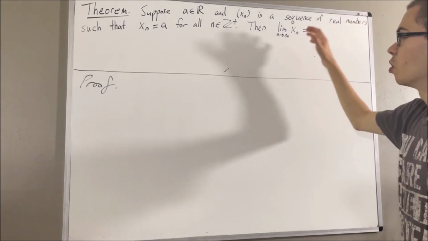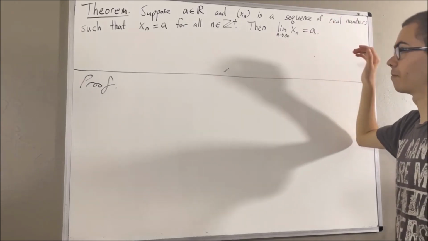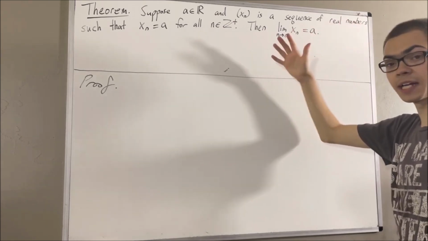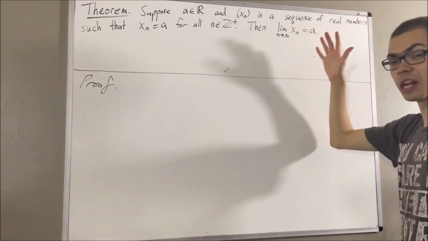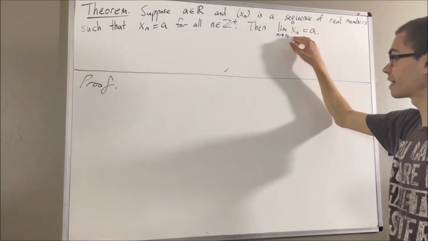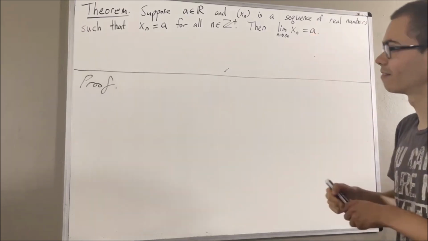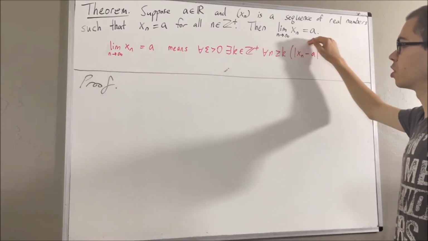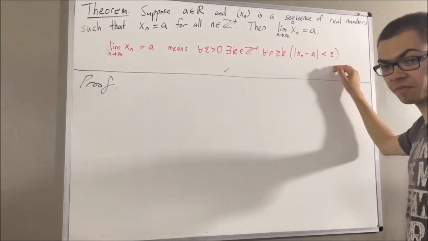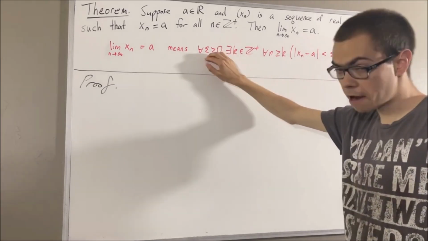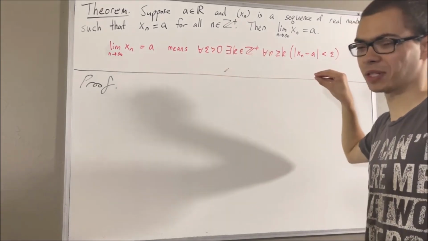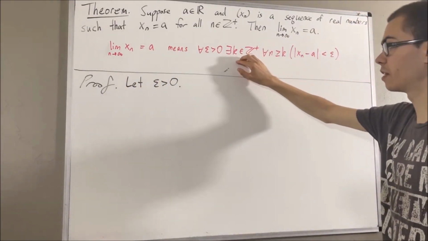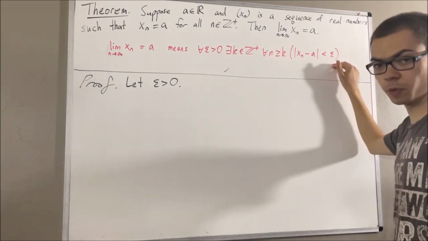Now, by definition, what does it mean for our sequence to converge to a? It means for every epsilon greater than 0, there exists a positive integer k such that for all positive integers n greater than or equal to k, the absolute value of xn minus a is less than epsilon. So to prove this, we're really trying to prove this statement. And since we're trying to prove a statement about every epsilon greater than 0, give me an arbitrary epsilon greater than 0. And from here, we want to find a positive integer k, which makes this statement turn out true.